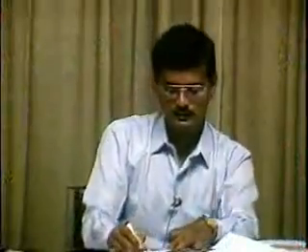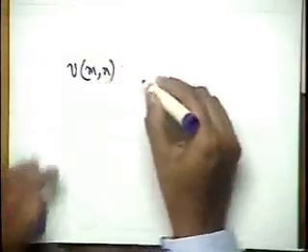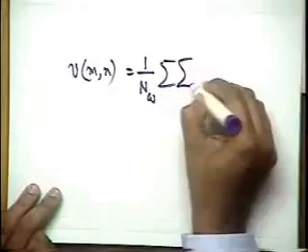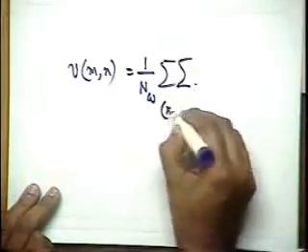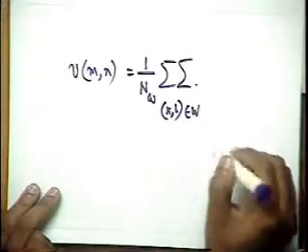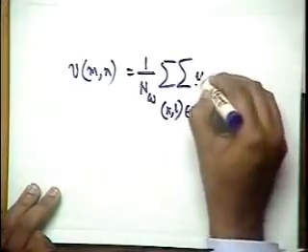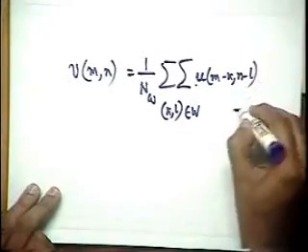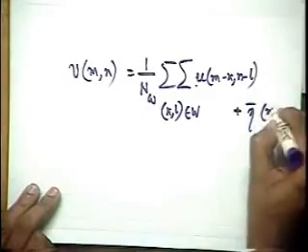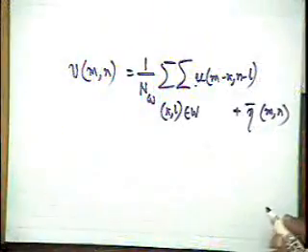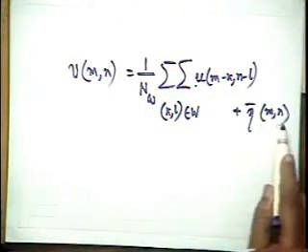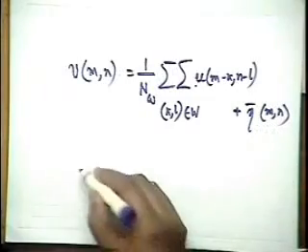1 upon Nw, double summation, the expression which we had defined today, index k,l lying within W, u of m minus k, n minus l, plus eta bar mn. Why eta bar? Because what is eta bar mn? It is nothing but the spatial averaged value of eta mn.